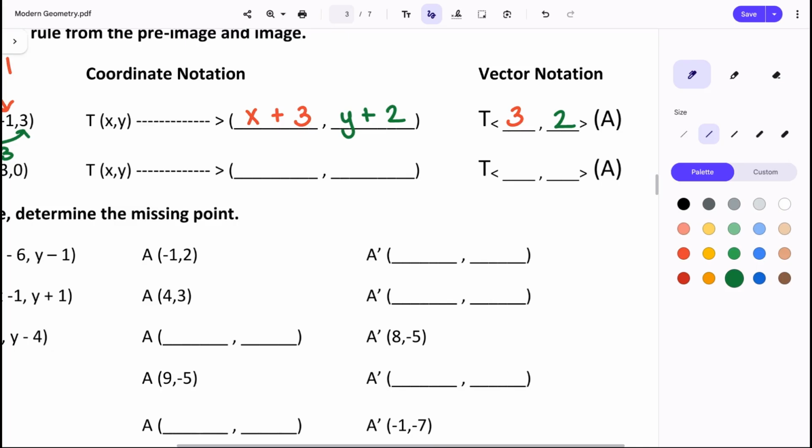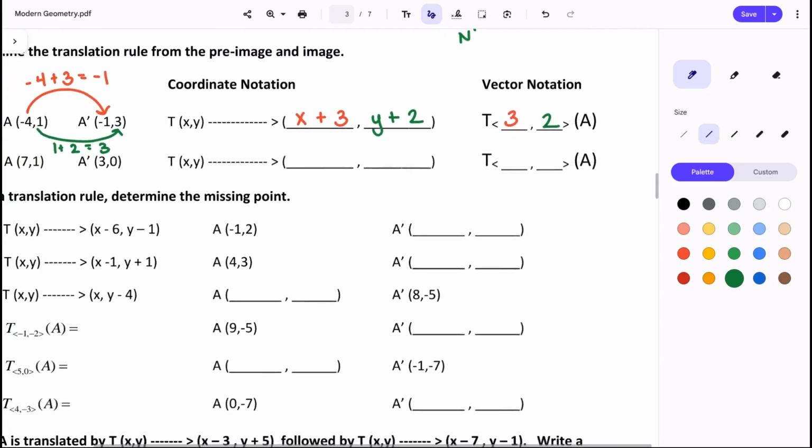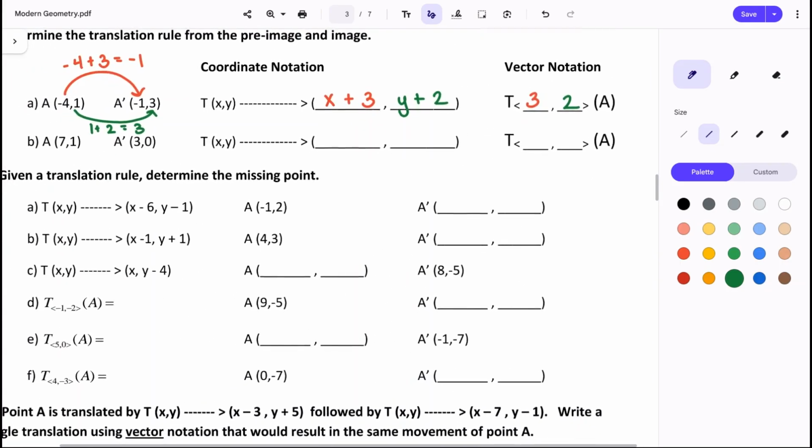If they gave you the vector 3, 2, you should be able to write it as a coordinate rule. You should be able to write X plus the X from your vector, Y plus the Y from your vector, or minus if the numbers turn to negatives. That sign is really just going to kind of pop in the middle. You guys try the second one. Write out the coordinate notation and the vector notation.